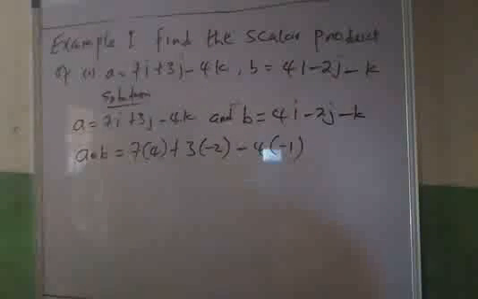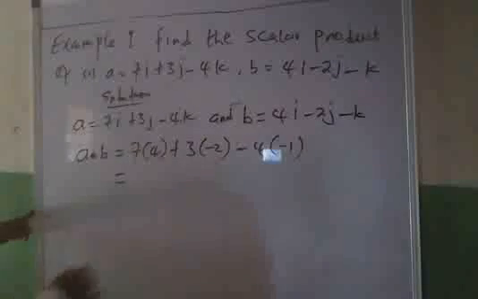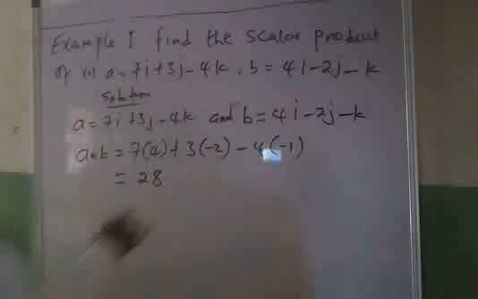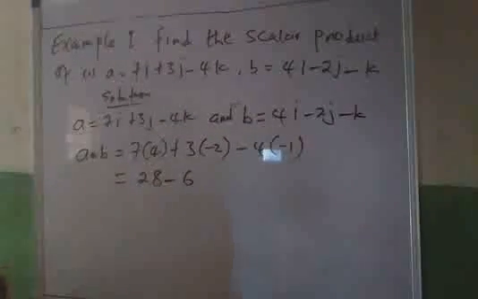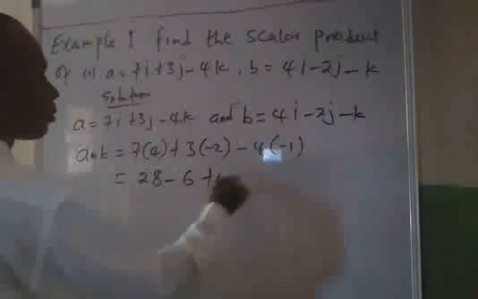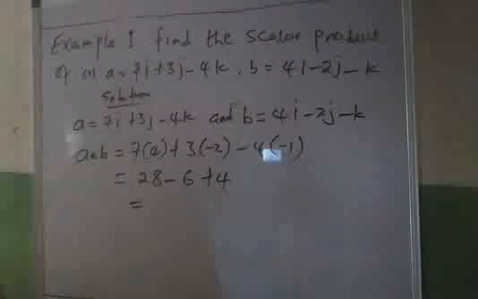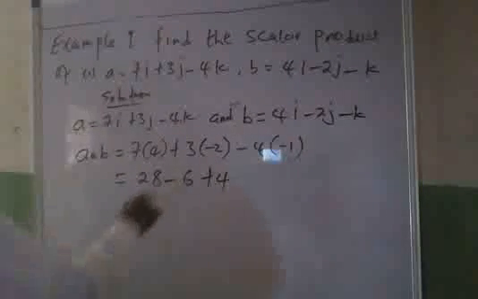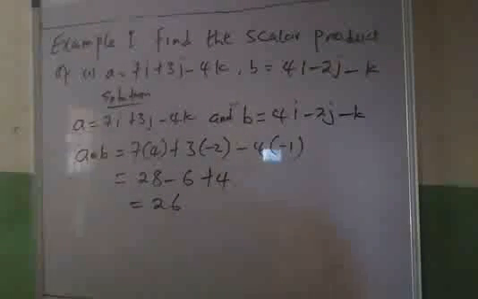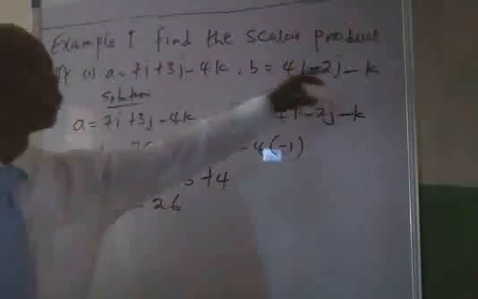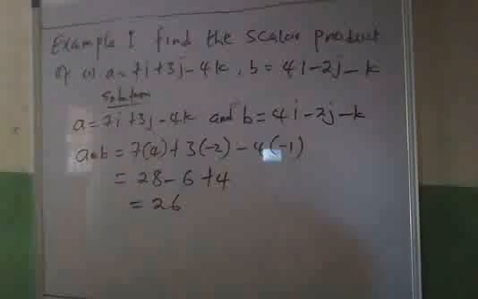So if you solve that, you have 7 times 4 is 28. 3 times this is minus 6. Minus 4 times minus 1 is plus 4. So if you subtract, you have 28 minus 6, that will give you 22. Plus 4 will give you 26. Remember, the i will multiply i, j multiply j, and k multiply k. Don't forget that.